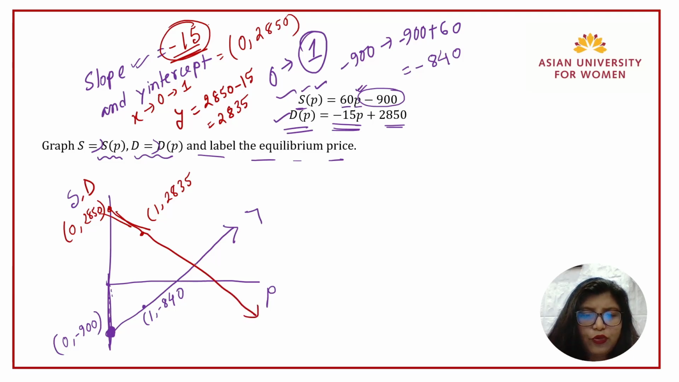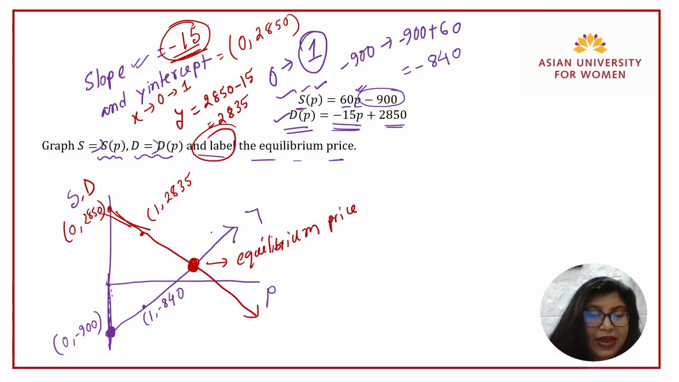And this is the equilibrium. Equilibrium means the price at which the supply meets the demand. This is the equilibrium price, right? Now they have asked us to label the equilibrium price. So what is the equilibrium price here? We have already found out in the earlier question that the equilibrium price is 150.